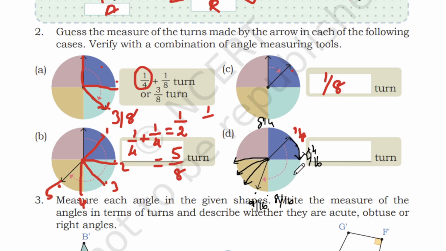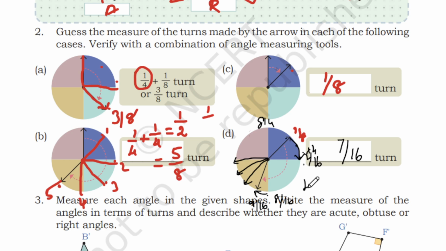So here we have quarter, which is 4, plus 2 is 6. So 6 by 16, and here we have only one turn. So this is only one turn, so you will get 7 by 16. Okay. Very, very easy. Don't get confused.